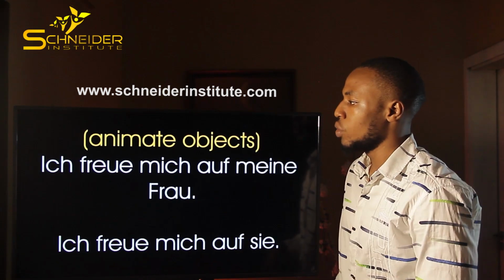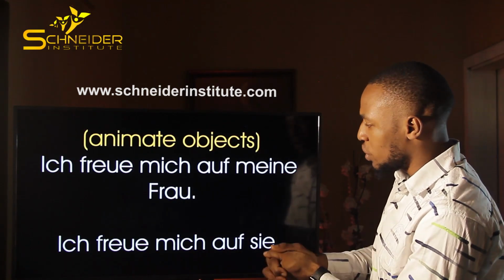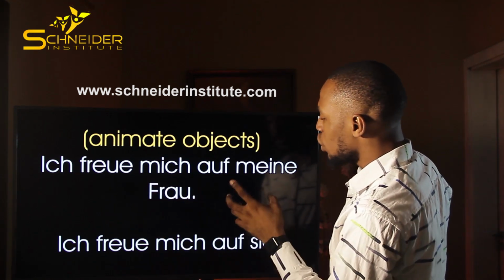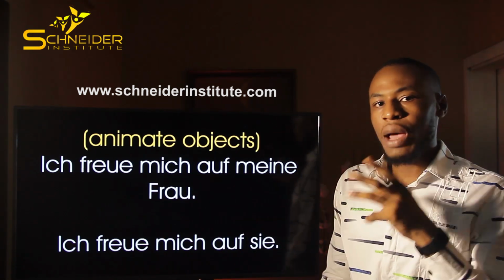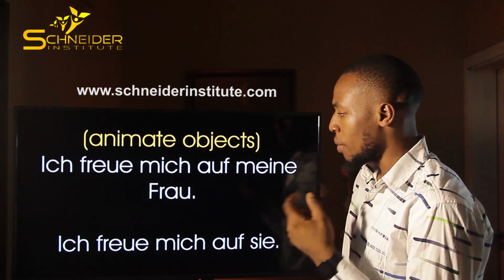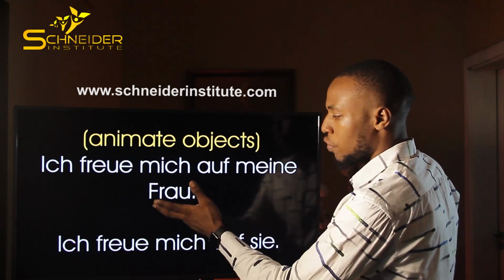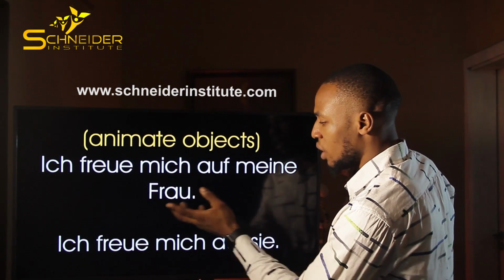Now let's look at the next one we have. Here we have a statement with an animate object. It says, Ich freue mich auf meine Frau. I am looking forward to my wife, more like I'm looking forward to meeting my wife. Here, I have an animate object, die Frau, of course in the possessive form, which is meine Frau.